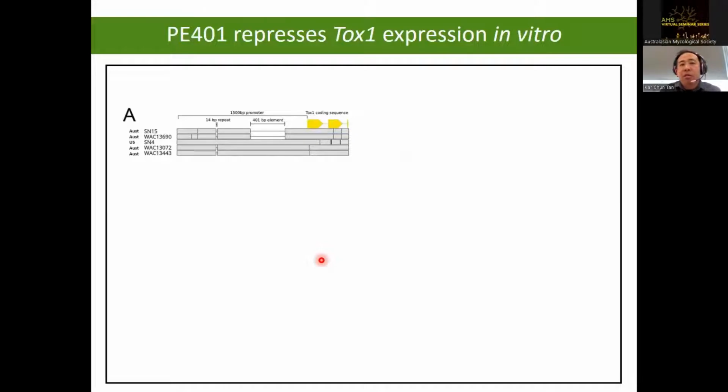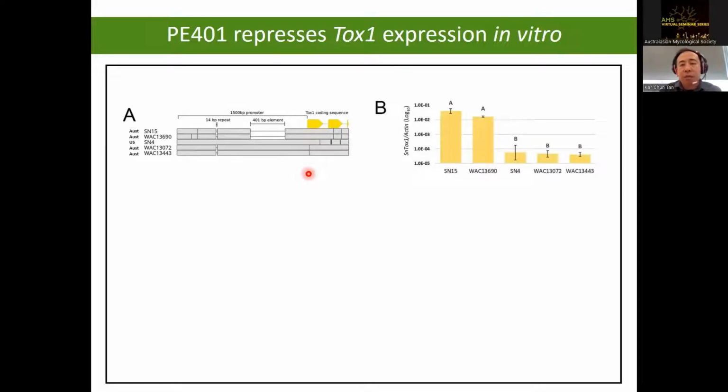So now we start to do a little bit of functional analysis. We took 5 strains, 2 of them lack P41 and 3 of them possess P41. The first thing we did was to look at the expression of TOX1 in these 5 strains under an in vitro condition that is conducive for TOX1 production.